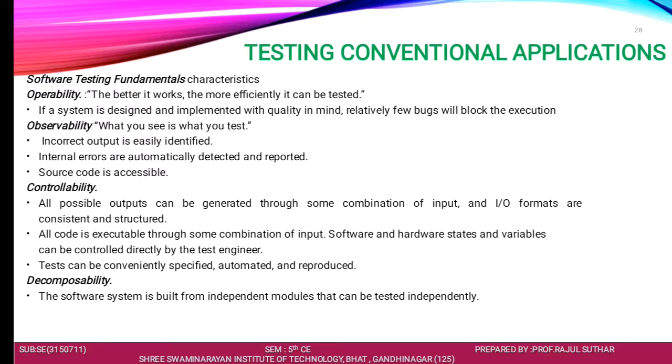Then decomposability. The software system is built from independent modules that can be tested independently. What is a software component? A software product is a group of various components. It covers the libraries, classes, functions, and some loops. So it is the combination of more than one component, and each and every component or module works independently. So it is called decomposability.